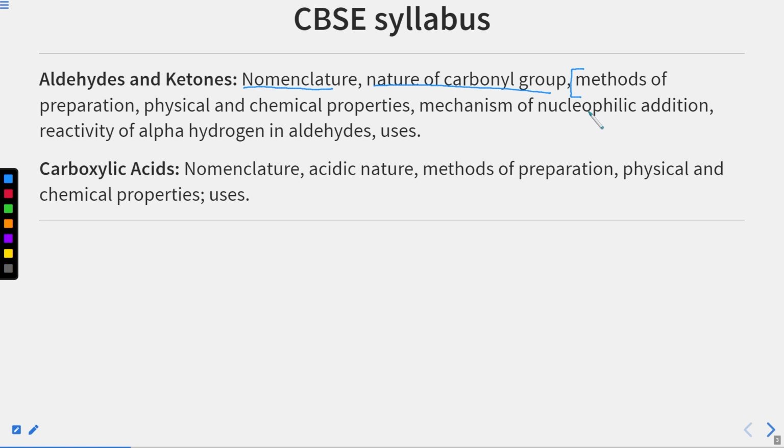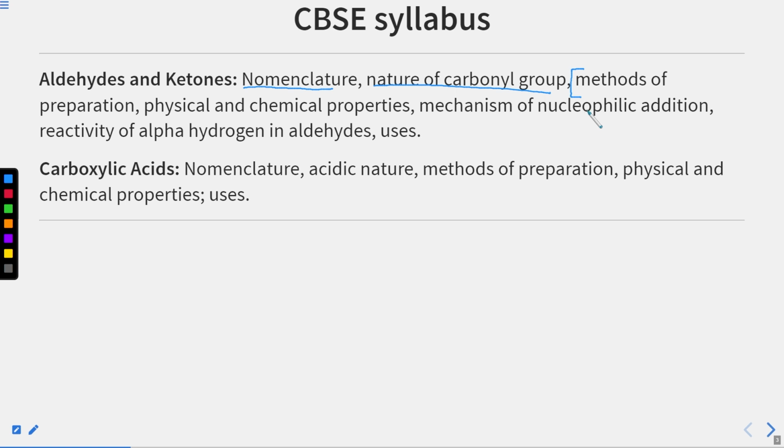Also, we have covered some common methods, as I have told you earlier, like hydrolysis or say hydration of your alkynes, or I would say ozonolysis of alkenes, or oxidation of alcohol. So those were some common methods. But some specific reactions are also there which are specific to aldehyde and ketone. So we'll see all of those today along with the mechanism.